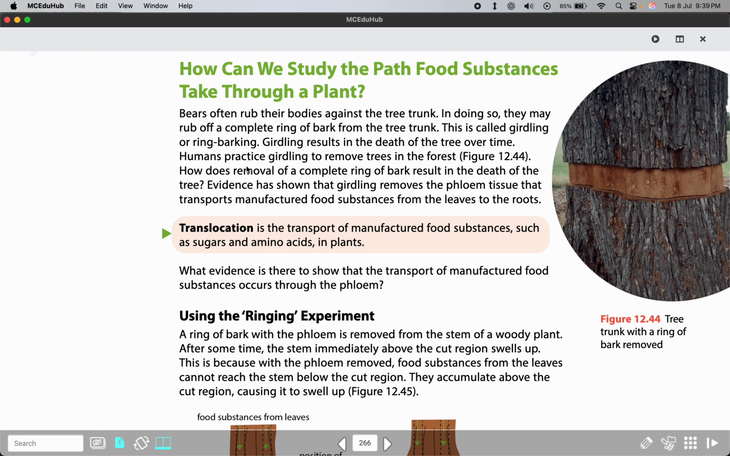Now, humans also practice girdling to remove trees in the forest. It's actually a very effective way, because sometimes you need to remove the trees from certain parts of the forest. But how does the removal of a complete ring of bark result in the death of the tree? Evidence has shown that girdling removes the phloem tissue that transports manufactured food substances from the leaves to the roots. Let's talk about this term, translocation.